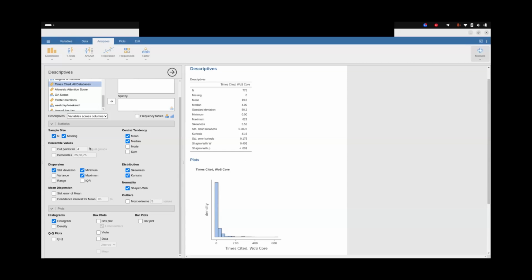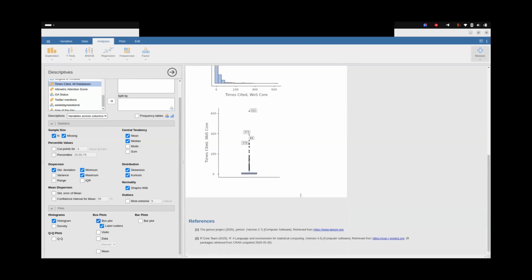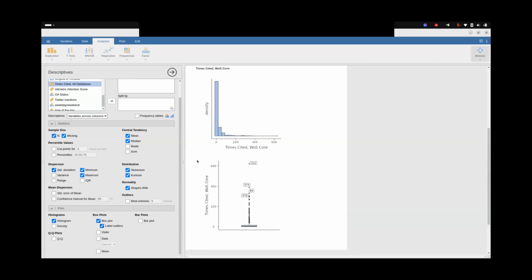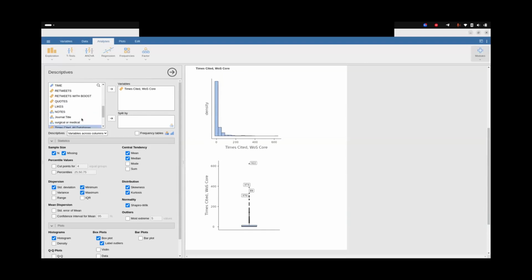Jamovi does way more for you. You can get mode, you can get percentiles, quartiles, you can get box plots, which again will show you how abnormally distributed the data is. If you're interested in box plots, look at our previous video from a month ago when it is available for you to watch, because I don't think I've edited it already.